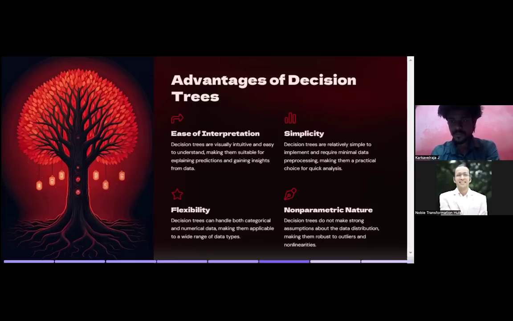And non-parametric nature: decision trees do not make strong assumptions about the data distribution, making them robust to outliers and non-linearity. So that is the non-parametric nature decision trees have. They do not make strong assumptions about data distribution.